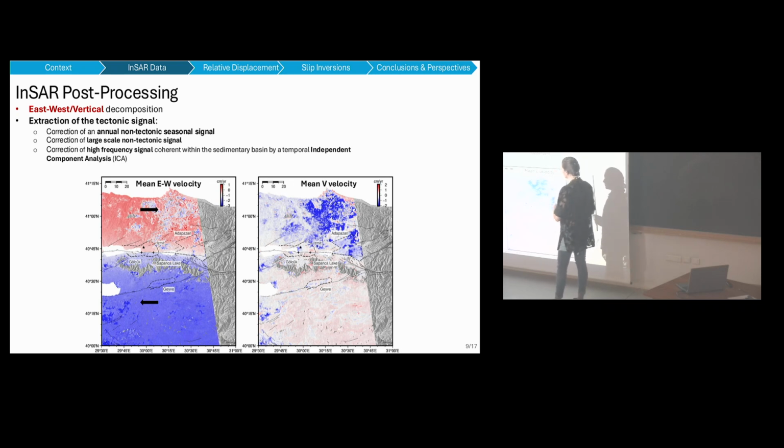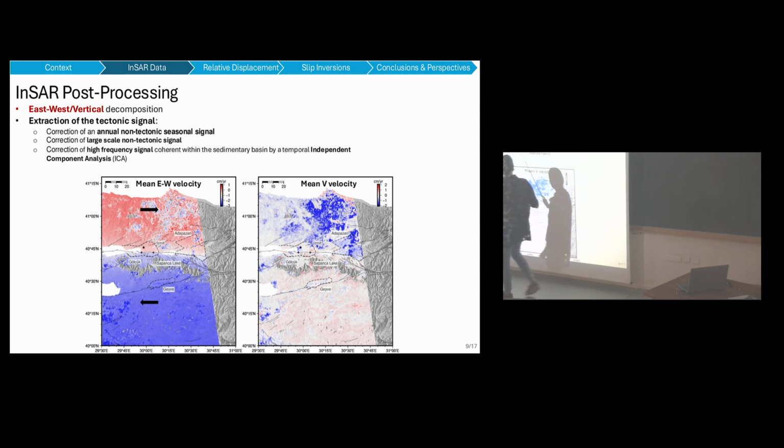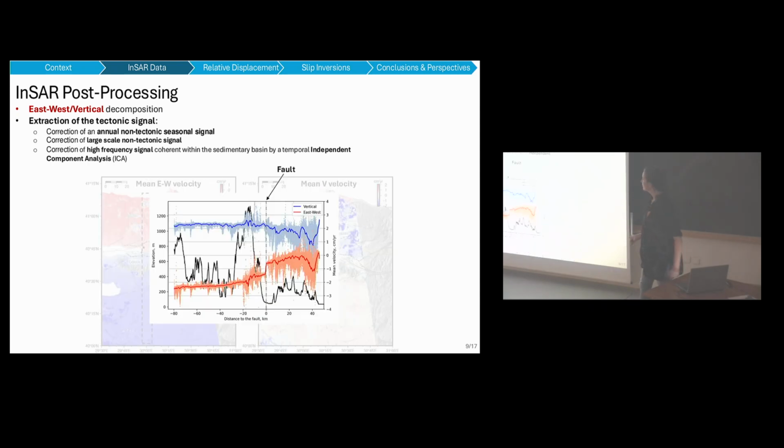Here you just have the mean velocity for each component. You can see here the Izmit segment, with the eastward and westward motion. And for the vertical velocity, the blue pixels correspond to downward motion. If we take a north-south profile across the fault, we obtain this kind of result. Here you have the fault position. For the vertical profile in blue, it seems that there is no link with the fault. However, for the east-west, we can see a sharp offset which is linked to the fault location. So we can make the hypothesis that we have aseismic creep along this segment.